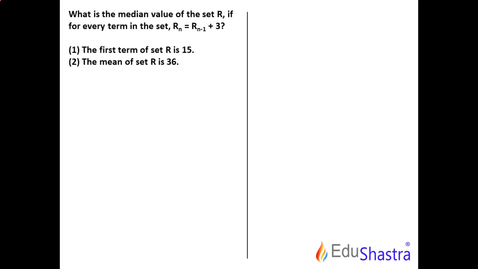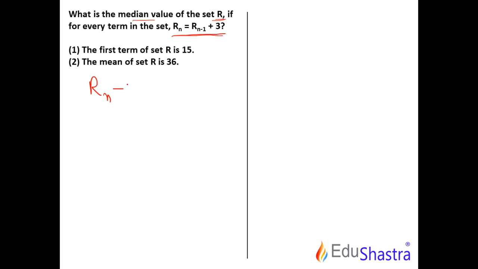Let's take a look at this DS problem. We have been asked what is the median value of set R if for every term this relation holds true. Based on this relation, we are then given these two statements. The first term of set R is 15, the mean of set R is 36. So first let's analyze the information itself.